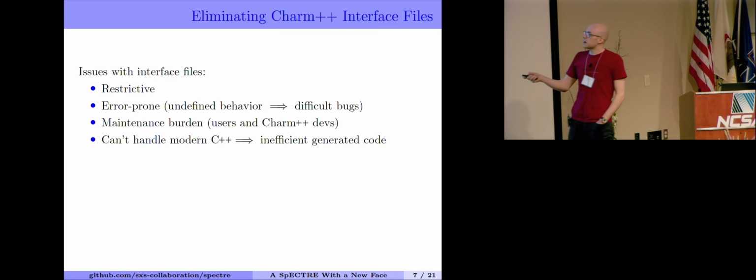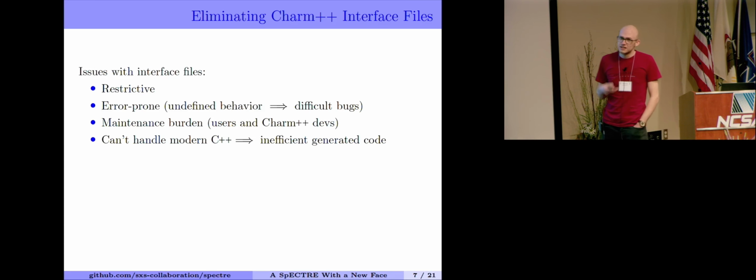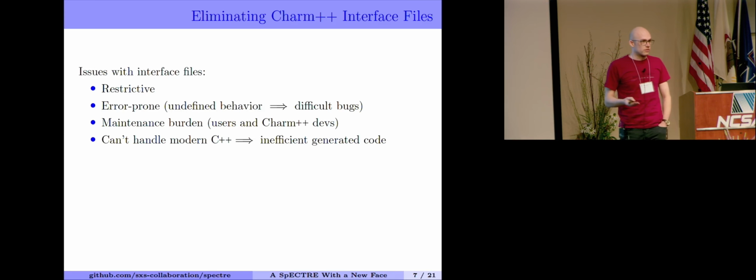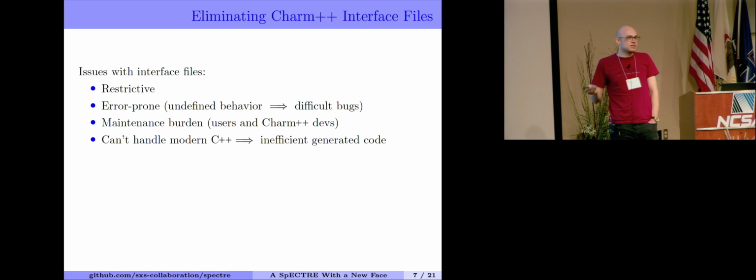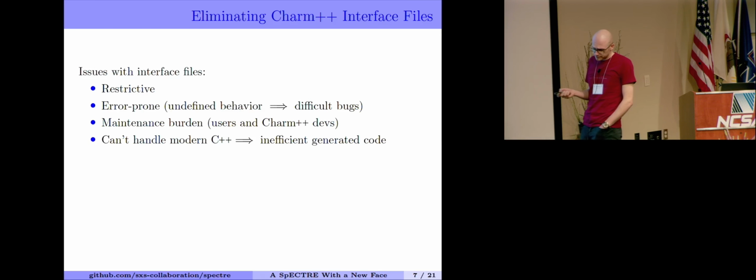The other thing is, more so for the Charm++ developers but also for users, the CI files add a maintenance burden, right? They have to figure out how to parse C++. And while I'm not a compiler engineer, I can appreciate that parsing C++ is really difficult. So if Charm++ developers don't have to deal with that, I think they would appreciate that.